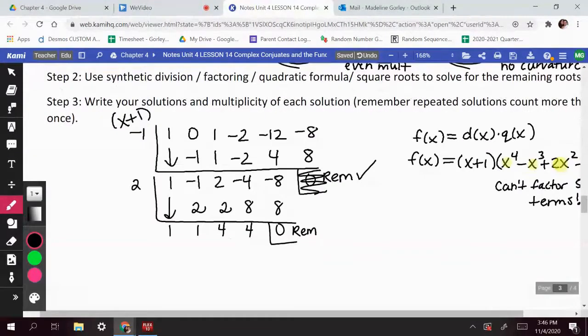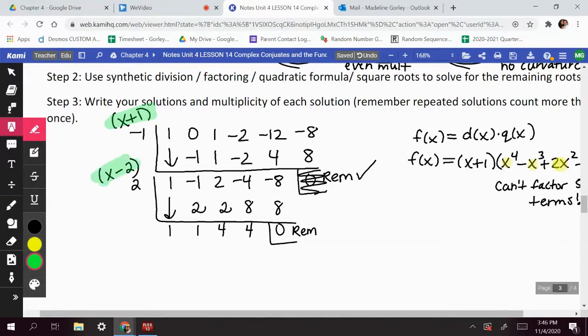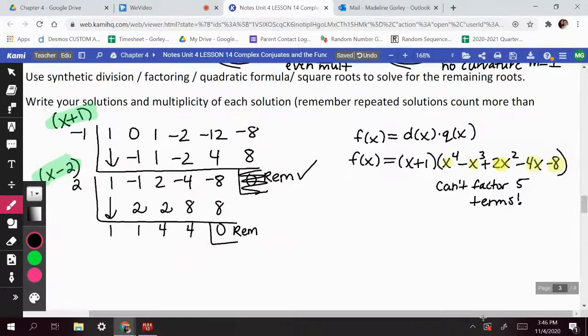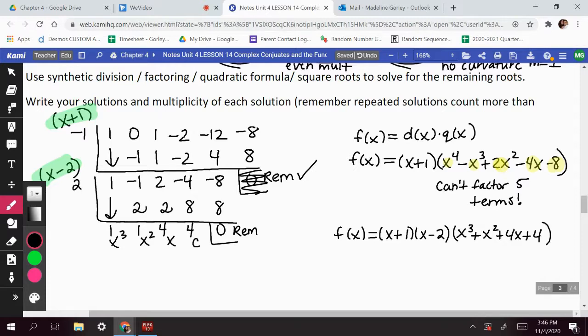And now I have 2 divisors, right? Not only was I dividing by the factor x plus 1, but now I'm also dividing by x minus 2 as a divisor. So let's see what I can do over here now. If I'm writing my function as divisor times quotient, my divisors were x plus 1 and x minus 2. And what was my quotient? Well, this is the constant x term, x squared term, and x cubed term. So I have x cubed plus 1x squared plus 4x plus 4. That is 4 terms, so I could try to factor that by grouping.